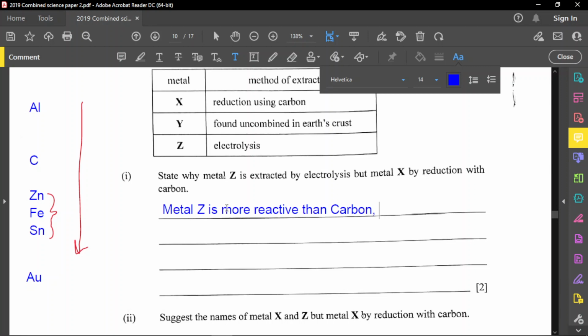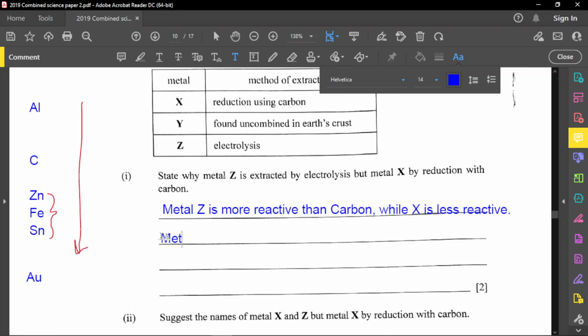I'm going to give these in pointers. While X is less reactive than carbon. And when I say less reactive, I mean reacting with carbon I'm talking about, right? So less reactive. All right, so that's one point right there. I'm going to give another point. I'm just putting these in pointers, so at least we know. Let's give another point right here that they can actually have.